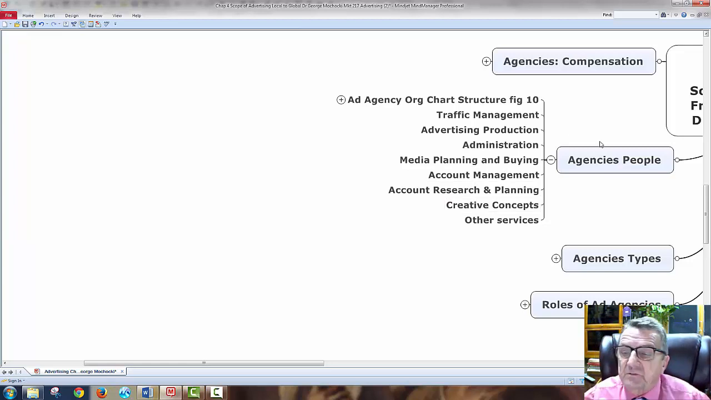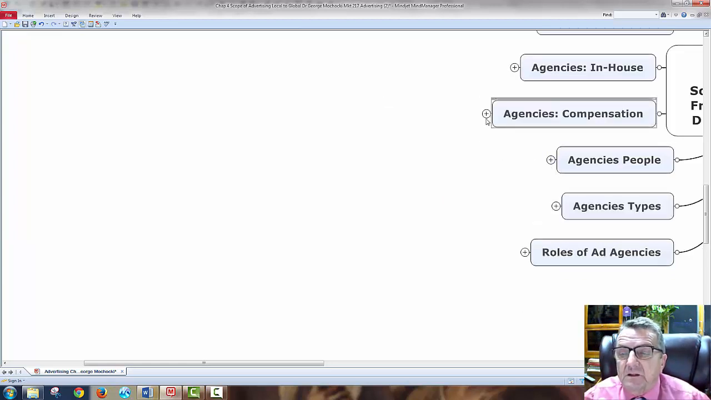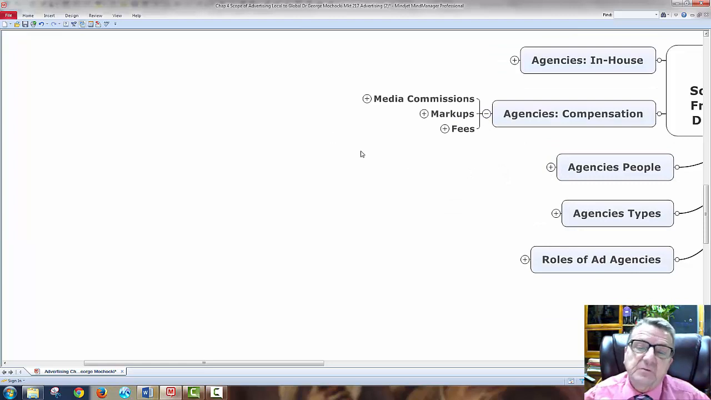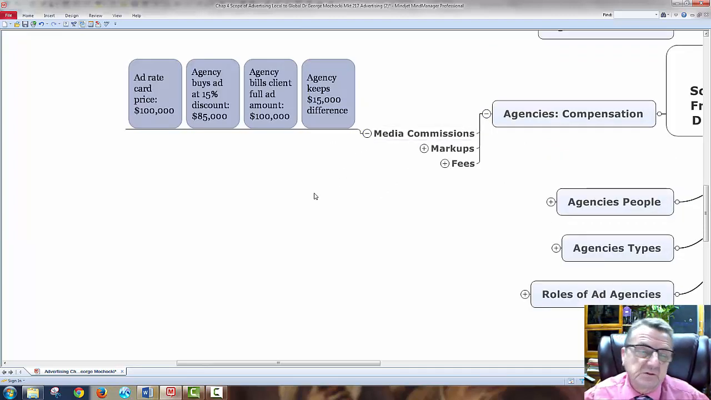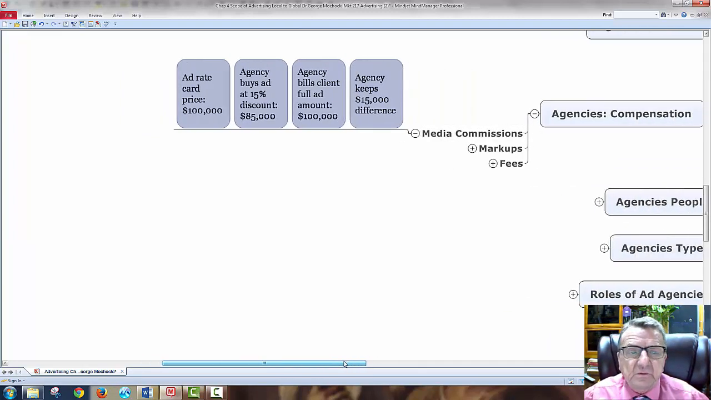And then other services they provide. Okay? Now, agencies and compensation. How does this work? Okay, so you have media commissions, markups, and fees. Let's look at media commission. And this one works pretty good.